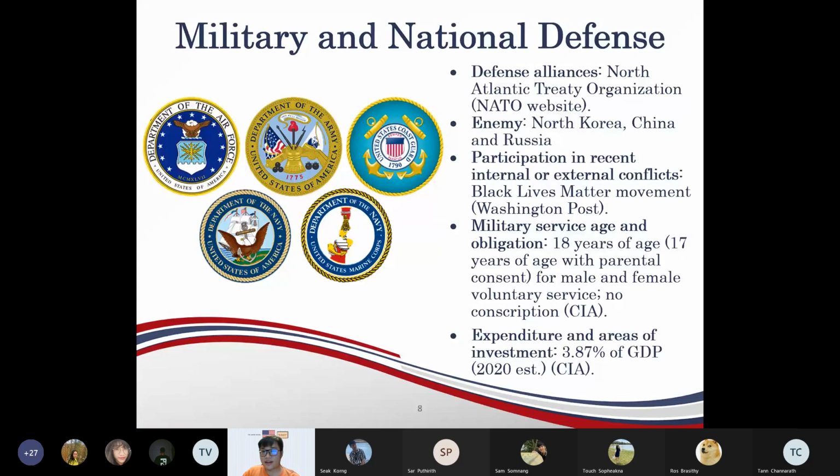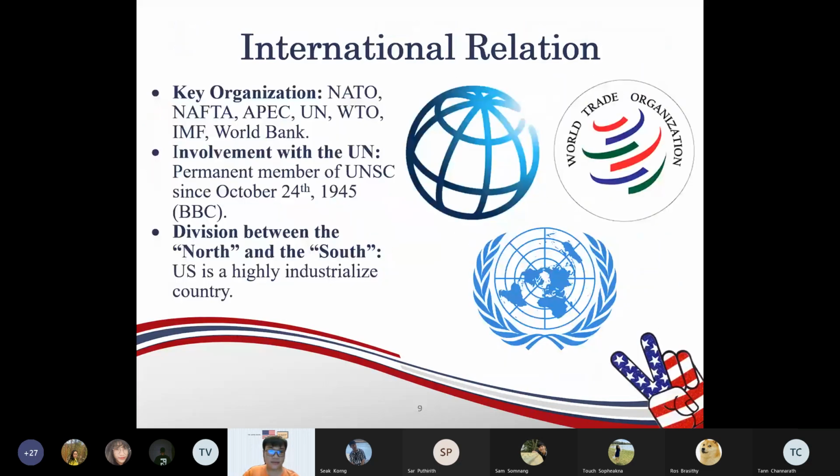And our national alliance, defense alliance is NATO. The enemy is North Korea, China, and Russia. And the recent internal conflict is Black Lives Matter. The military service age is 18. And there is no conscription. And the expenditure of the military is near 3.87% of GDP.